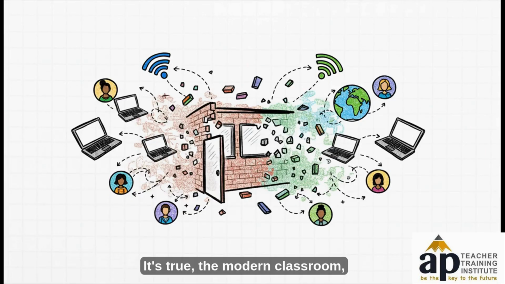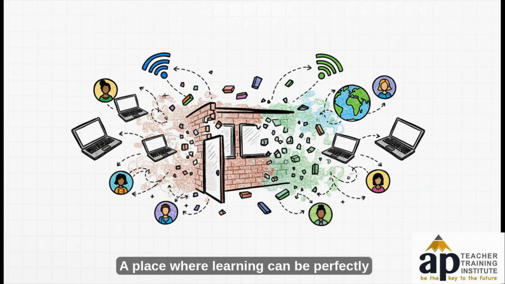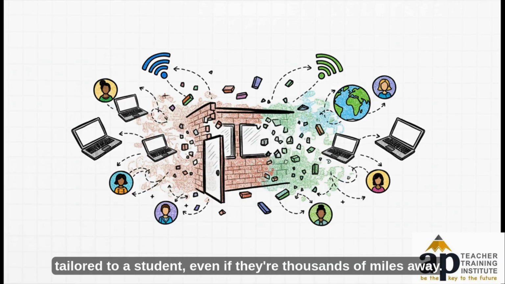It's true. The modern classroom really has no walls. It's this flexible, super dynamic space that can be literally anywhere you've got an internet connection. And that's such a powerful idea, isn't it? A place where learning can be perfectly tailored to a student, even if they're thousands of miles away.